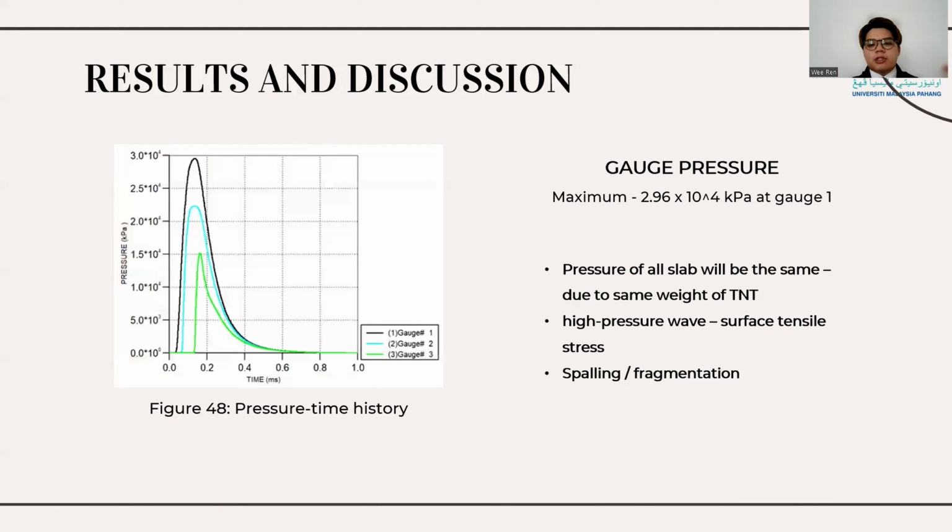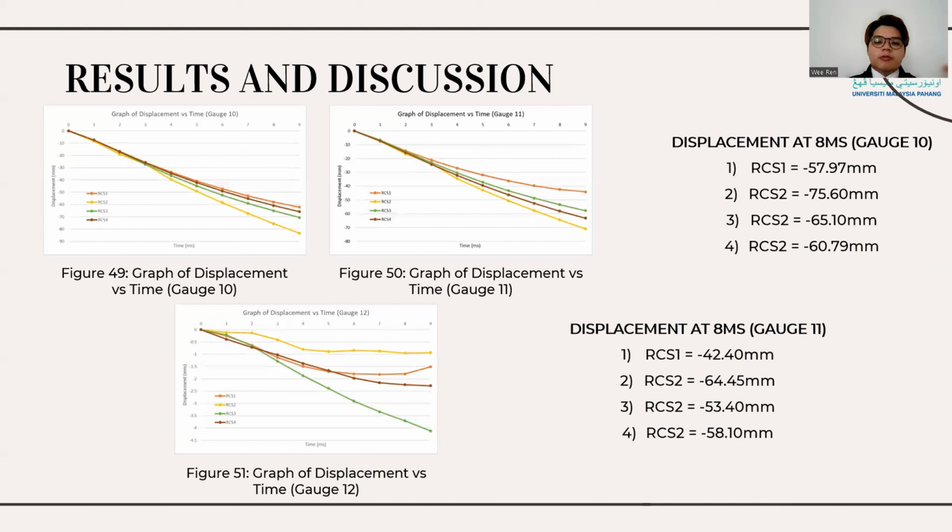The high pressure wave generated by TNT can create a surface tensile stress on the sides of the slab facing the blast, resulting in swelling and permanent deformation. From the graph of displacement at gauge 10, it can be concluded that the displacement of RCS1 will be the lowest, followed by RCS4, 3, and 2. From my point of view, this happened because the solid slab has a higher volume of concrete compared to the slab with wall. Lower concrete volume indicates that the compressive strain will be lower.